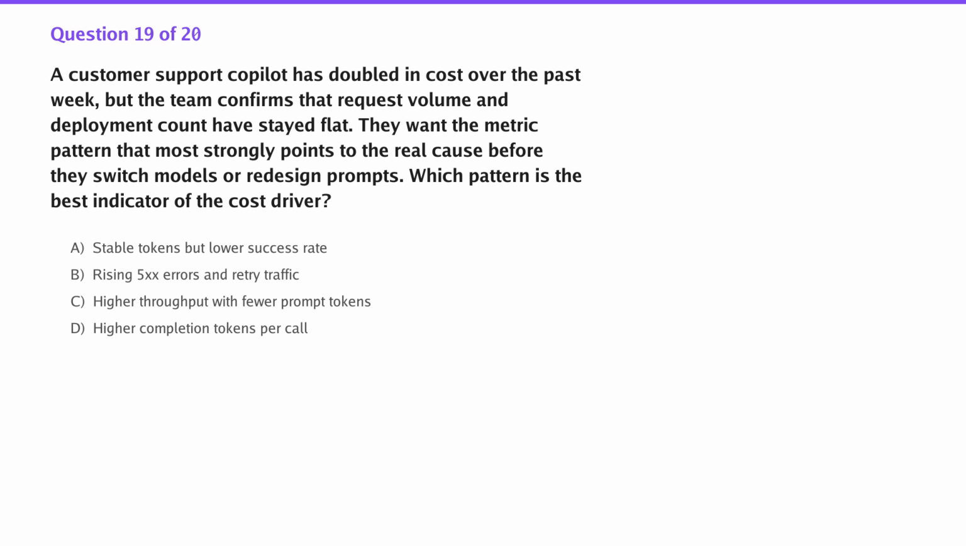Option A, stable tokens but lower success rate. Option B, rising 5xx errors and retry traffic. Option C, higher throughput with fewer prompt tokens. Option D, higher completion tokens per call. The correct answer is option D, higher completion tokens per call.